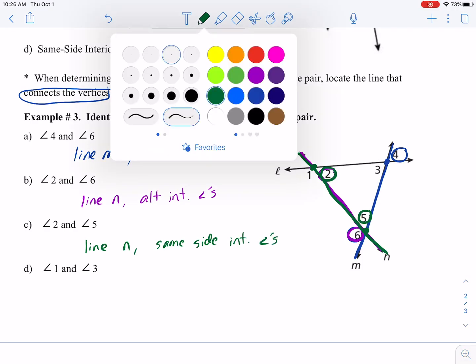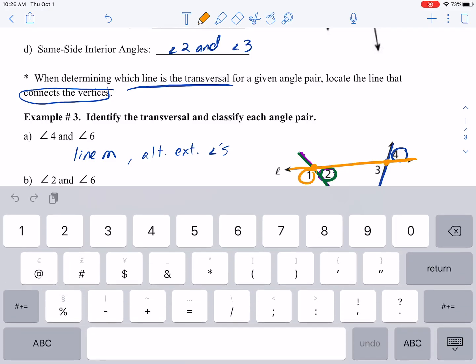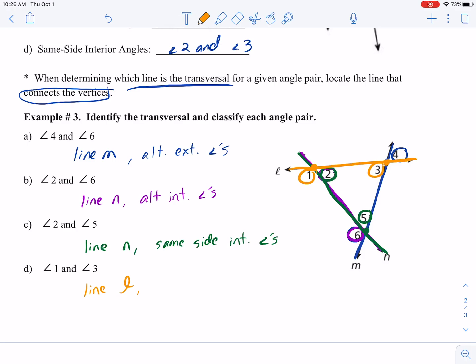Okay, last one, angle 1 and angle 3. Here's the vertex for angle 1. Here's the vertex for angle 3. That means our transversal is line L. And those would be same side of the transversal, same position, but one is in the interior, one is in the exterior, so these would be corresponding angles. Same position on the lines being intersected, and same side of the transversal.